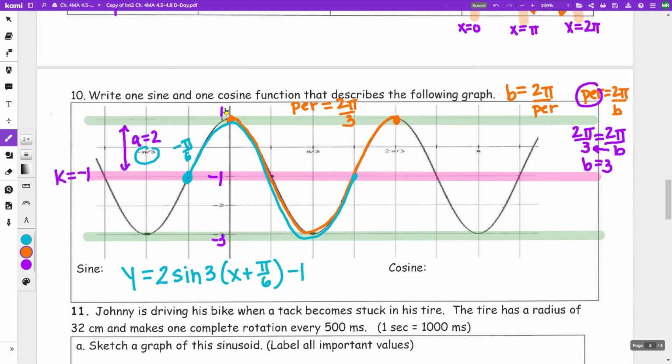Now for my cosine, I'm going to use the orange cosine I started. So I'm going to go y is equal to 2 because it's a positive cosine, high to high. Cosine, my period is the same. This time I'm starting at 0, so that's just plain old x, minus 1.